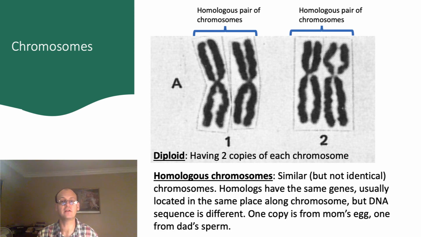You can also see here pairs of homologous chromosomes. Homologs are similar, but not identical chromosomes. Homologs have the same genes, usually located in the same place along the chromosome, but the DNA sequence is not identical. The reason the DNA sequence is not identical is that one copy is coming from the mother and one copy is coming from the father.